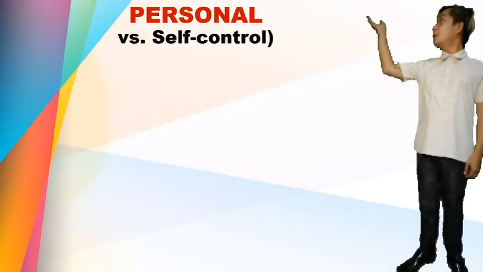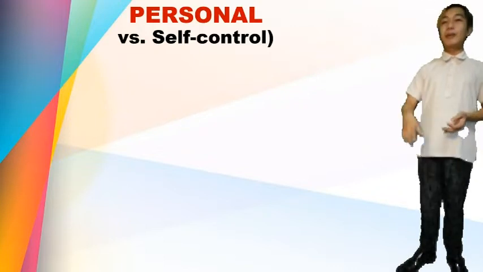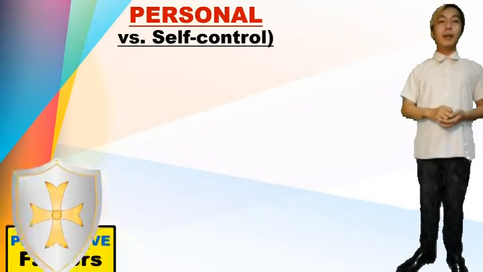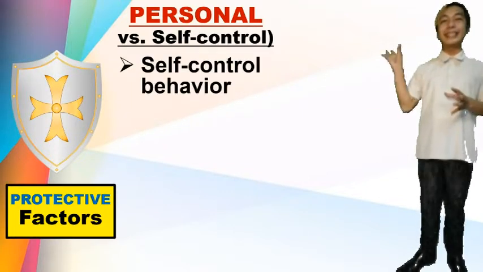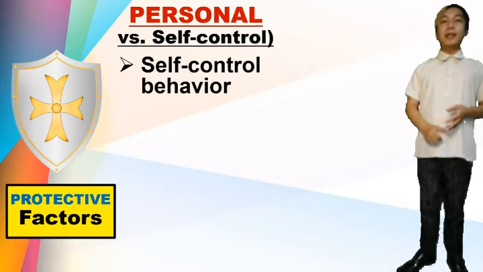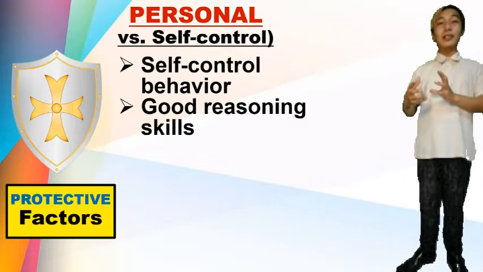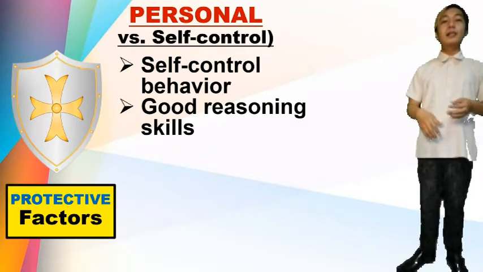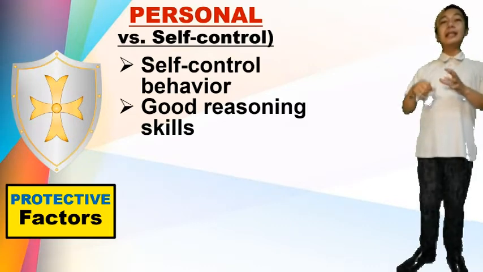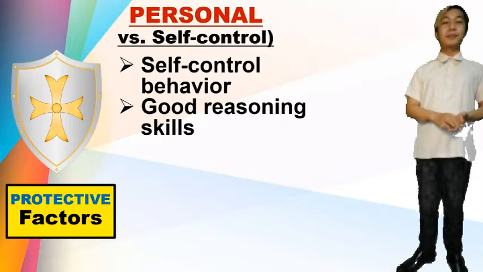Okay, so versus self-control. So the protective factors, number 1, self-control behavior. Okay, we need to control ourselves from the word itself. Okay, number 2, good reasoning skills. For example, someone is inviting you to take some of these that you think are bad for your health. So you need to know how to decide well for your benefit.